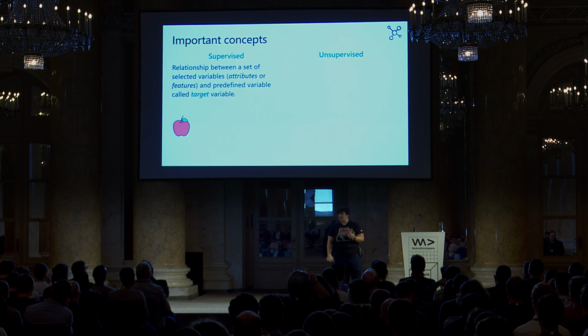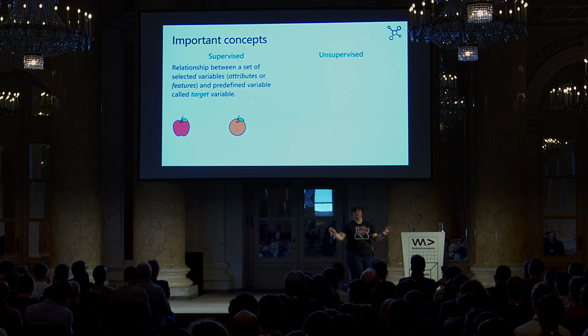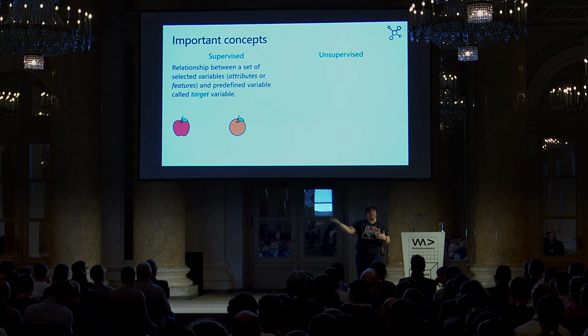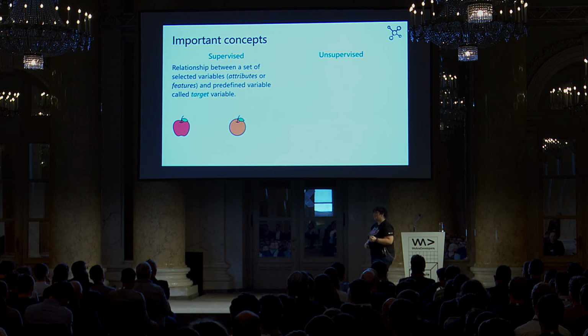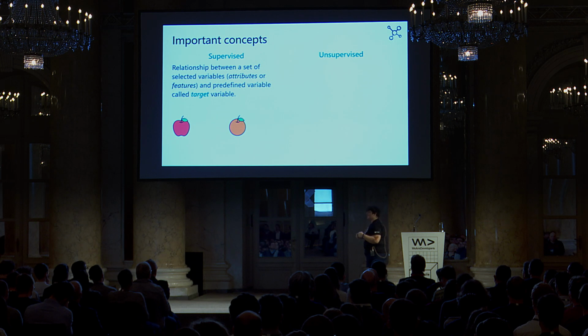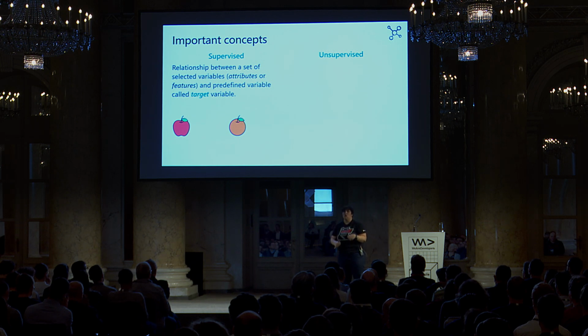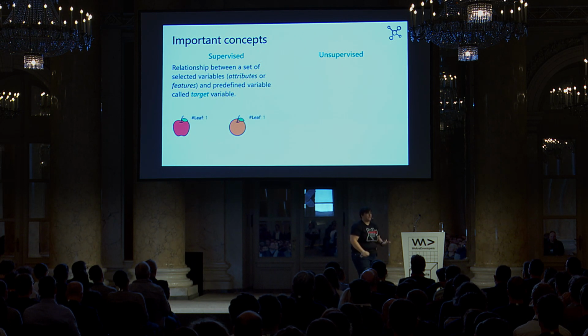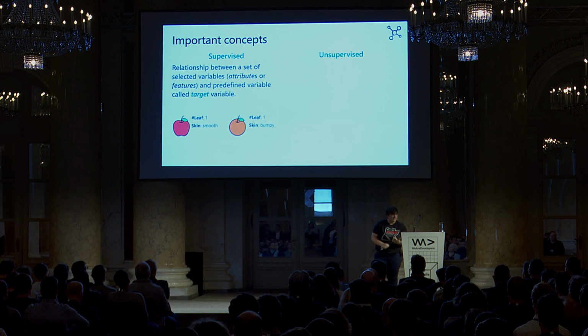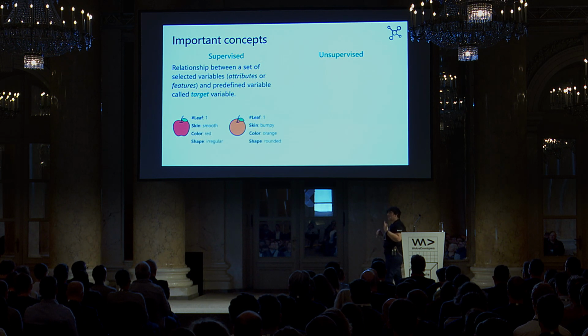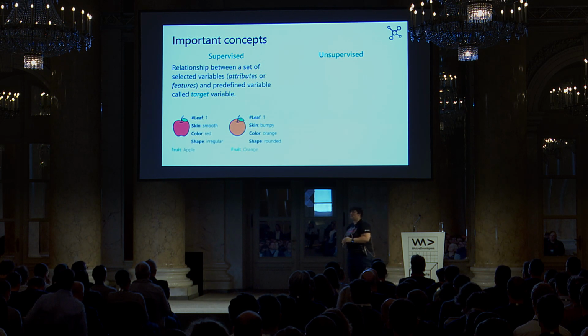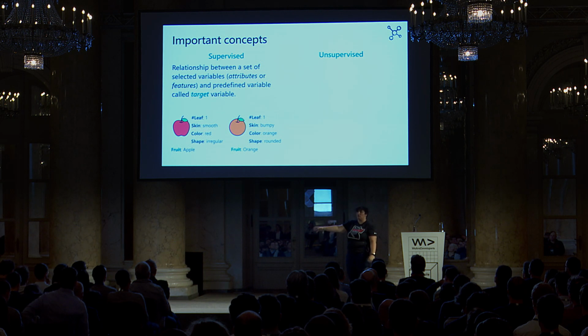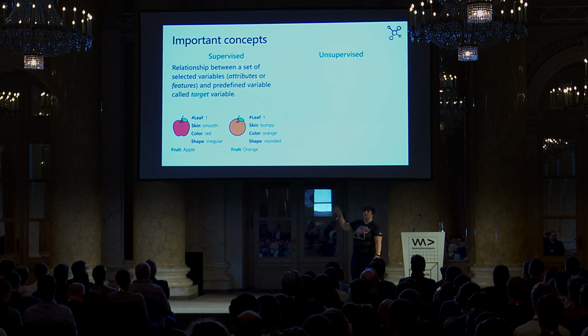So let's take an example. For example, I want to be able to categorize fruit. I want to be able to say this is an apple and this is an orange, okay? The idea is that if I'm using supervised learning, I already know what makes an apple an apple and an orange an orange. So I will have a set of features such as, I don't know, the number of leaves, the skin, the color, the shape of the fruit, and then the last column of my data set will be the category.